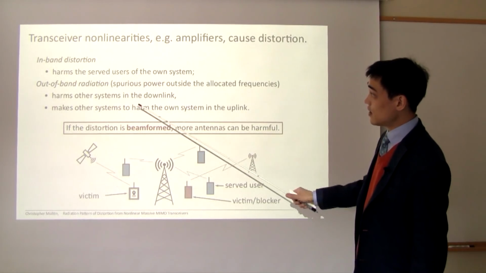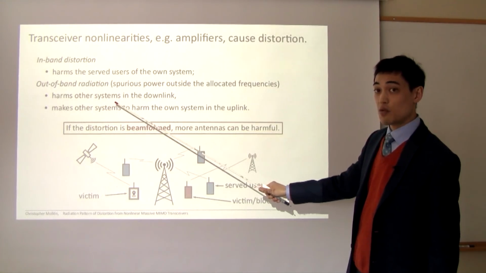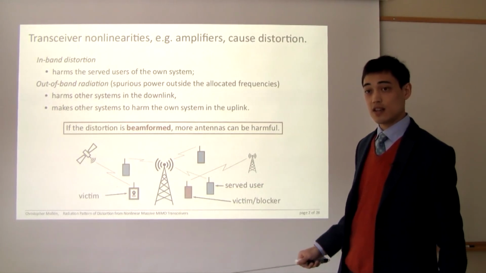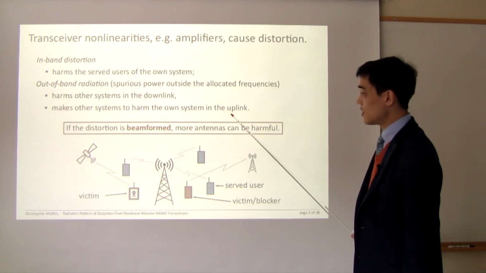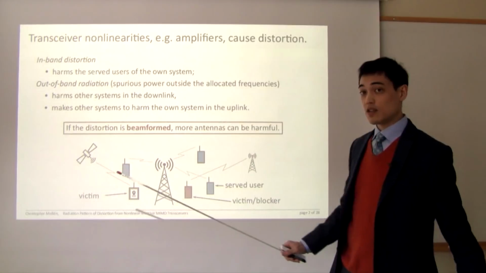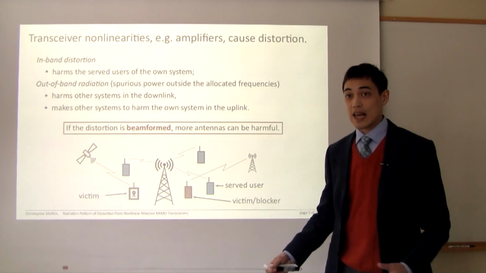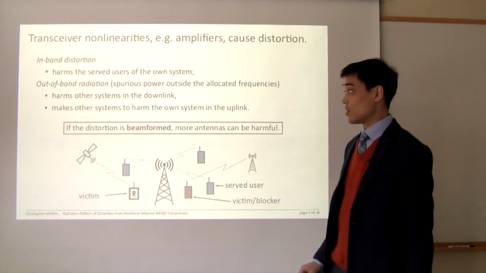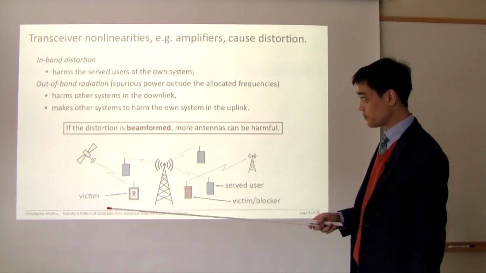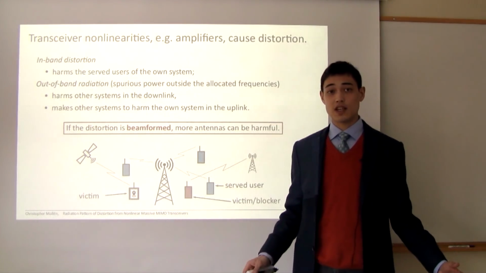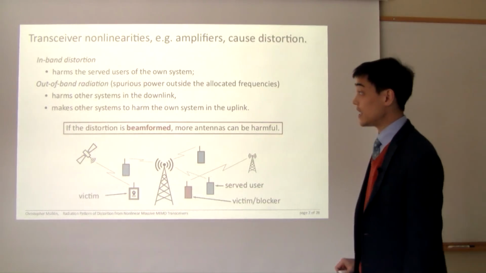In the downlink, the out-of-band radiation harms other wireless systems that operate in the vicinity of our base station. And in the uplink, other systems in the vicinity in adjacent frequency bands might leak into our own system and harm our performance.